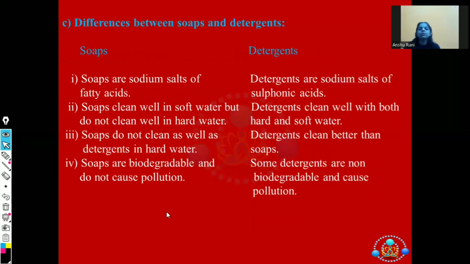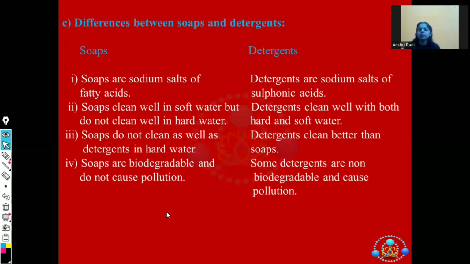Then what is the difference between soaps and detergents? Soaps are sodium salts of fatty acids. Detergents are sodium salts of sulfonic acids. Soaps you can use in soft water, but not in hard water. Detergents you can use in soft water as well as in hard water.